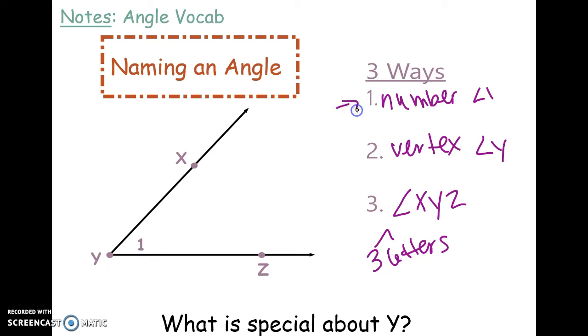They're not always numbered, so that doesn't always work. If your angles share a ray, you can't use the vertex. You'd have to use the three letters, and you'll see that in just a little bit. So this is how you'll typically see it, with three letters. So just be aware. And then the middle letter is always your vertex.